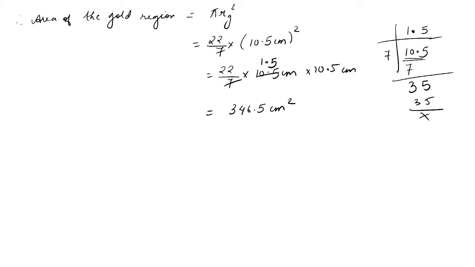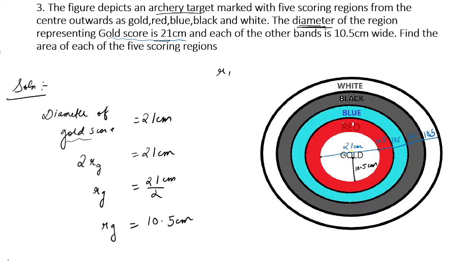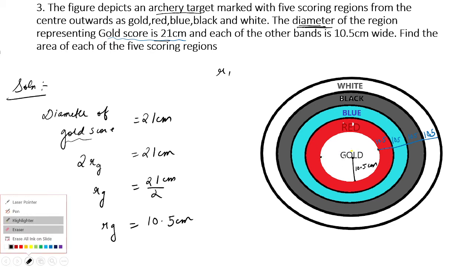All right. Now let's go back to the diagram. Keep on focusing on the diagram. Let me rub out some information from here. Now what is the other information that we got? We now already know that the gold diameter is what? The radius of the gold is what? 10.5 centimeter. So what will the radius of the red region be?